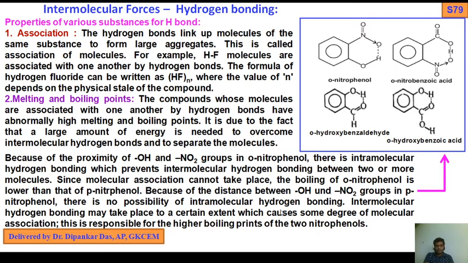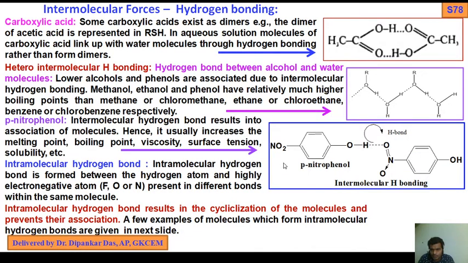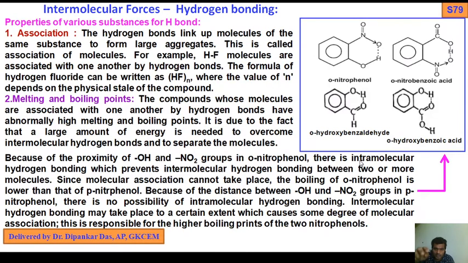In the case of paranitrophenol, if you look at the structure, there is a large distance: on one side NO2, on the other side, at 180 degrees, OH. So there is no chance of intramolecular hydrogen bonding. Since molecular association cannot take place in orthonitrophenol, its boiling point is lower than that of paranitrophenol.